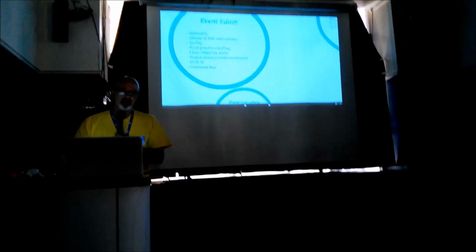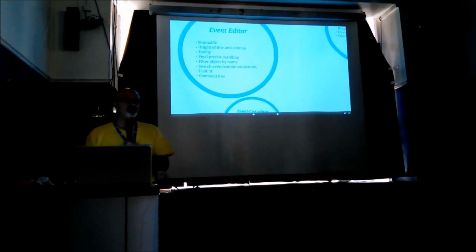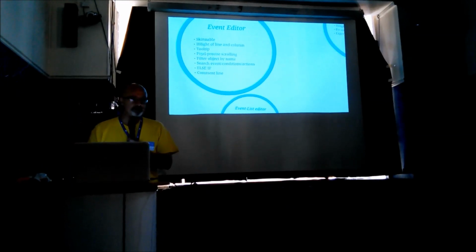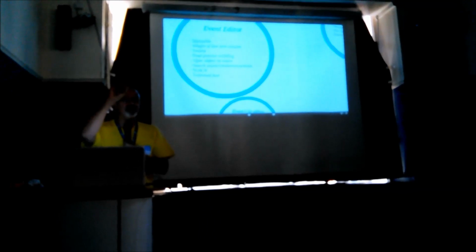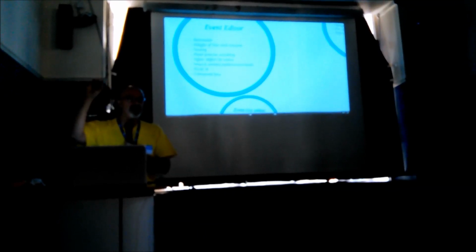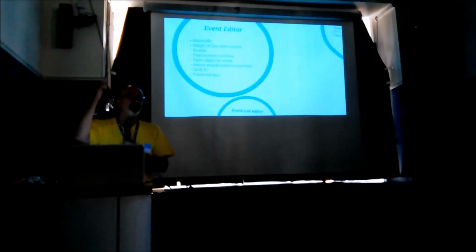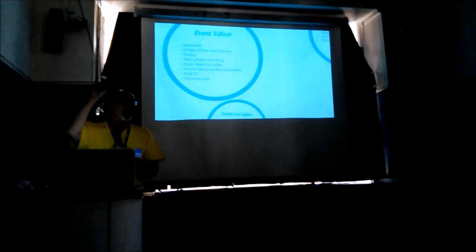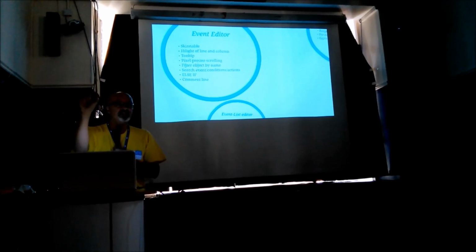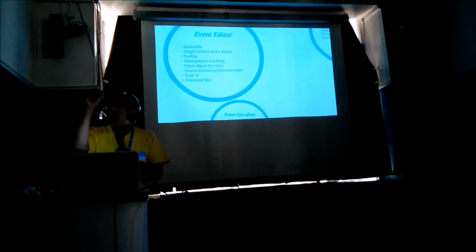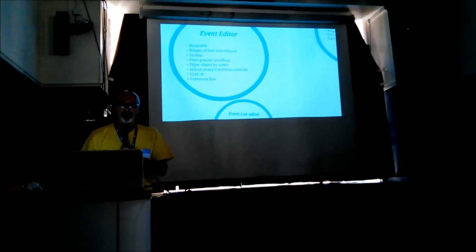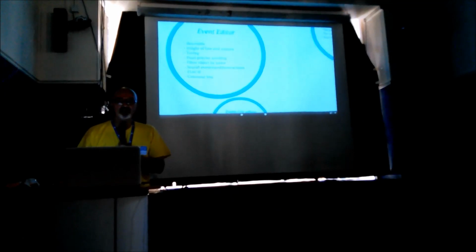It's not implemented in this version, but it will be a pixel precise scrolling. Filter object by name: you will click on the filter, you will have filter object by name, you enter a name, or it can be active star, and then it will filter the objects, only the objects with this name will be displayed. Search in event, conditions and actions.